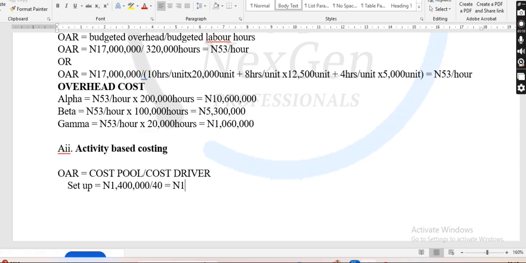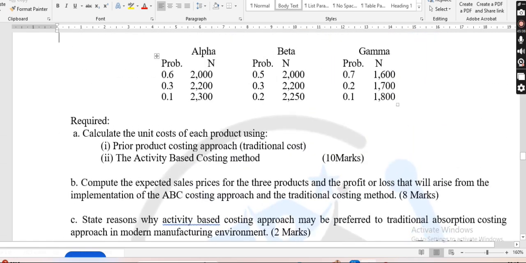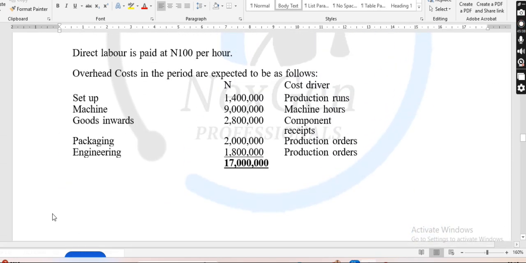35,000. 135,000 per what? Per setup, right? Per setup. Thank you. Now the next thing we need to do, what is the next activity?